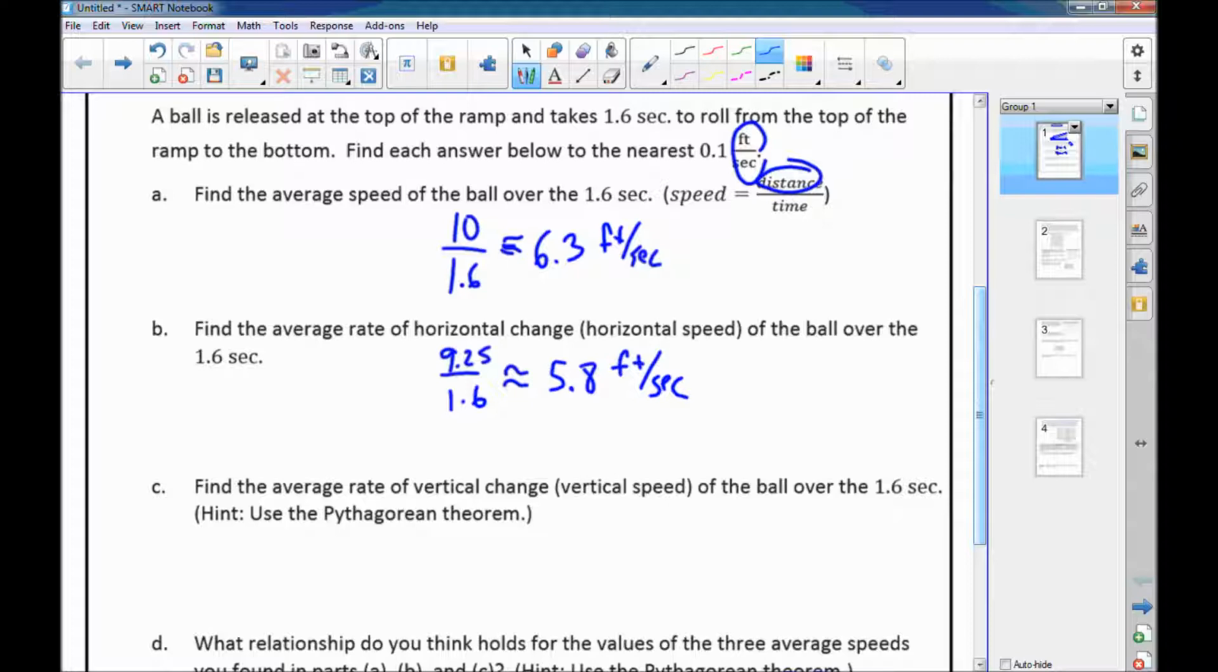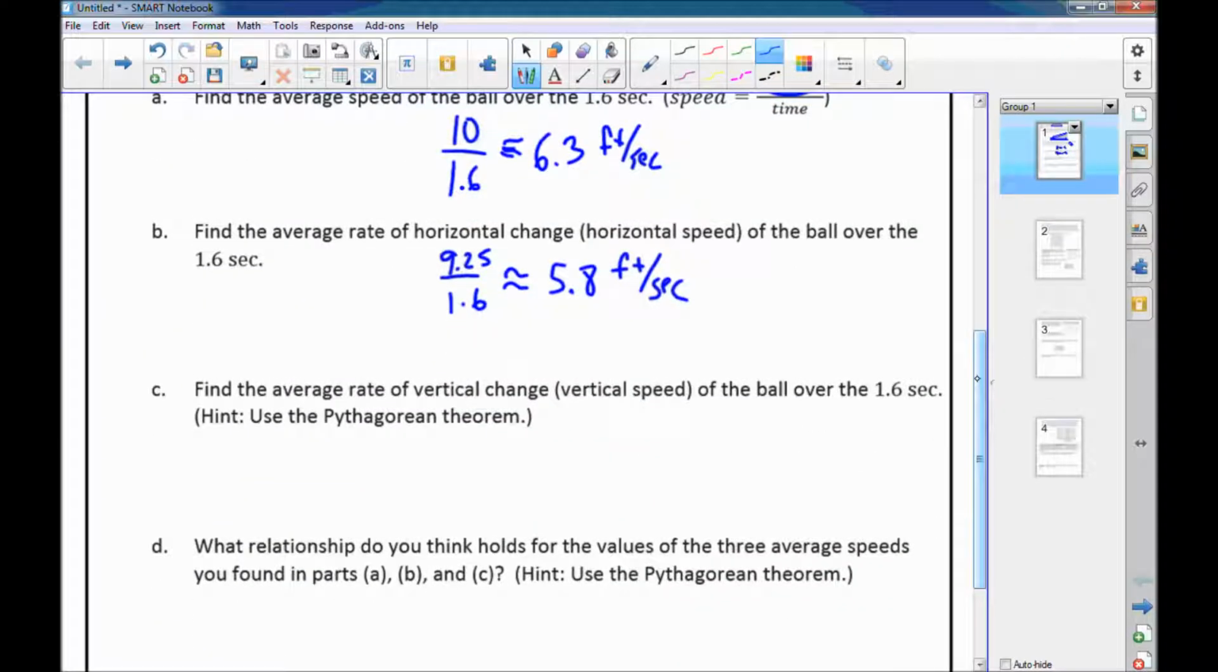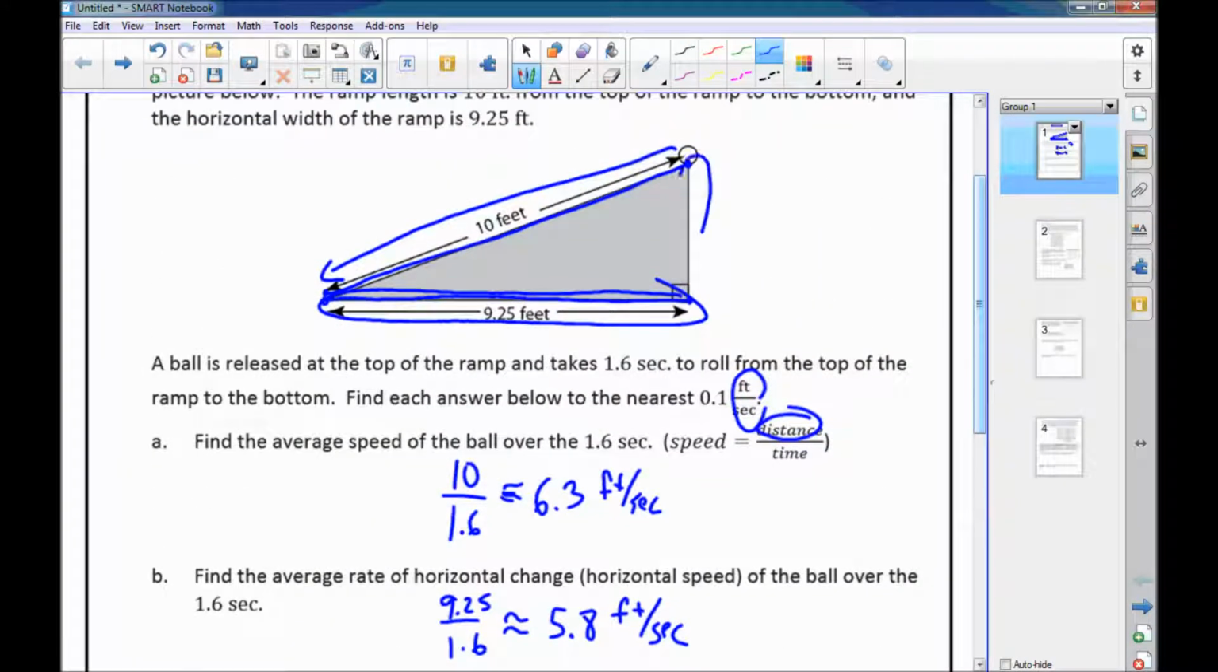Okay. Find the average rate of the vertical speed of the ball over the 1.6 seconds. So here's our problem. We don't actually know the vertical distance. So we need to find this out, and that's why in the hint it told us to use the Pythagorean theorem. So the Pythagorean theorem, one more time, says the small leg a squared plus the other leg b squared, so the two small sides, which are a and b, the legs, should equal the hypotenuse squared. So we can fill in our parts here. We're just going to say that this small one is a, the other leg we know is 9.25, and we know the hypotenuse is 10.